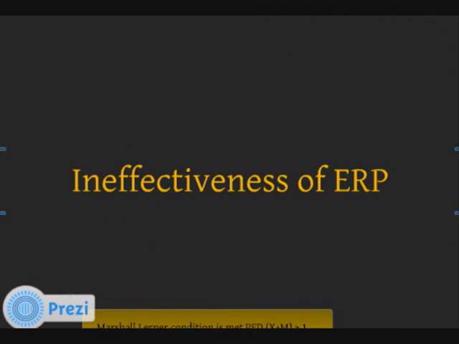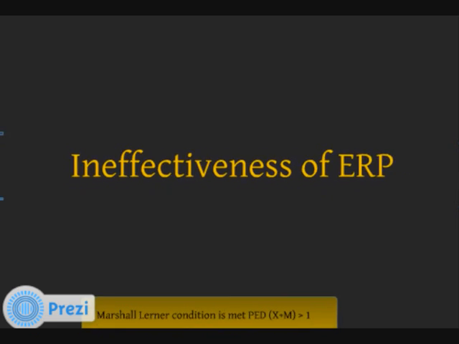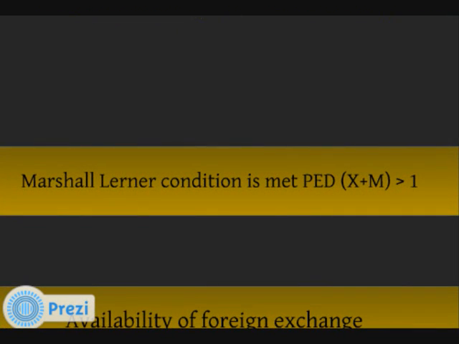Nevertheless, there are also some ineffectiveness of exchange rate policy. First of all, the Marshall-Lerner condition must be met. This means the price elasticity of demand for export and import must be greater than 1.